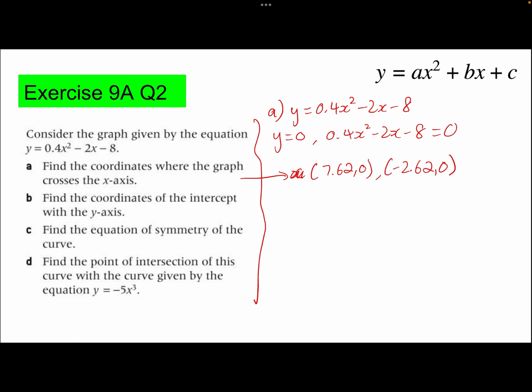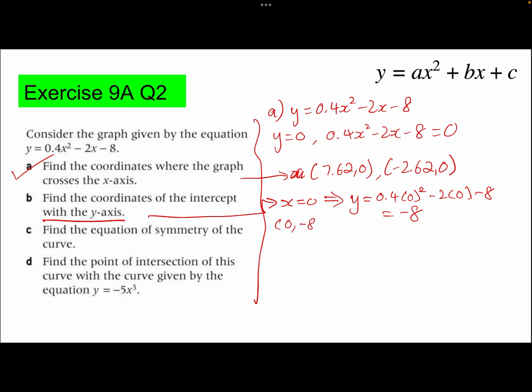Okay, so the next question: find the coordinates of the intercept with the y-axis. This one I'm just not going to do with the calculator, because we know that the y-axis intercept simply means that x has to be 0, and when this is substituted into the equation, you're going to get something like this. So that should give me -8. So the coordinate should be 0 and -8. And you could find this easily from the calculator as well, where the y-intercept is.